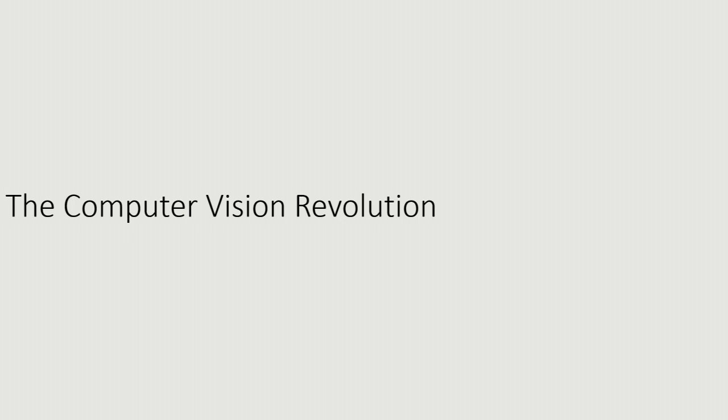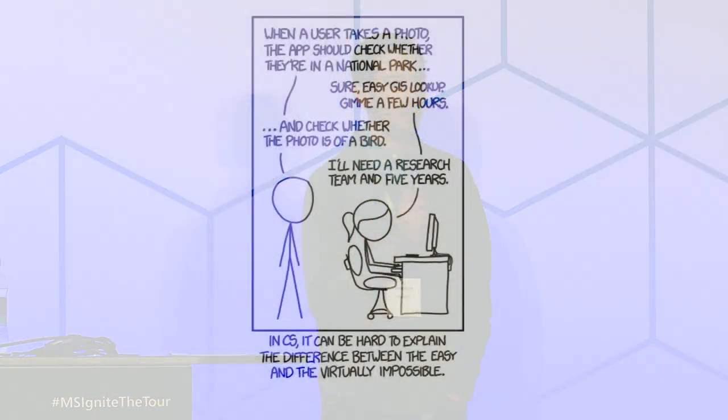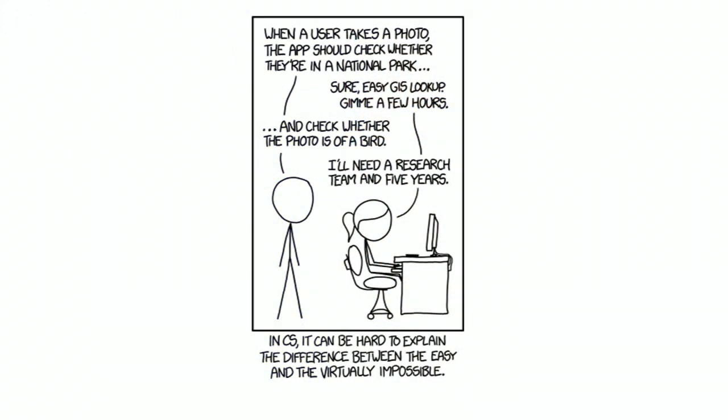So why now? Well, I think me personally, when I watch this landscape, there's been a big shift in the past 5 years in terms of what's possible. And one of the things that drives this home is this comic from XKCD, which is one of my favorite web comics. If I bring you back just 5 years ago to 2014, we're in the midst of a different type of technological revolution. At that time, we're in the midst of the mobile revolution. And the tagline of this comic is, in computer science, it can be hard to explain the difference between the easy and the virtually impossible.